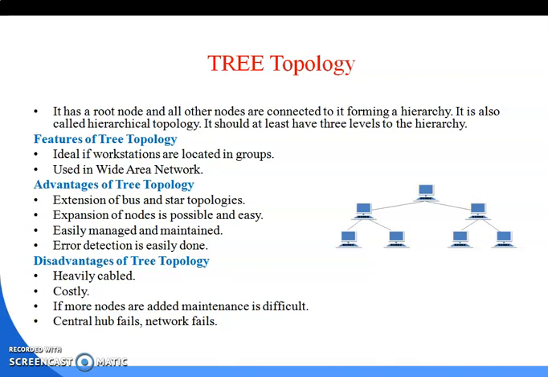What are the disadvantages of tree topology? Heavily cable, because as the number of nodes is increased, the cables also increase. Then it is costly. If more nodes are added, maintenance is difficult. If the central hub fails, the network fails.